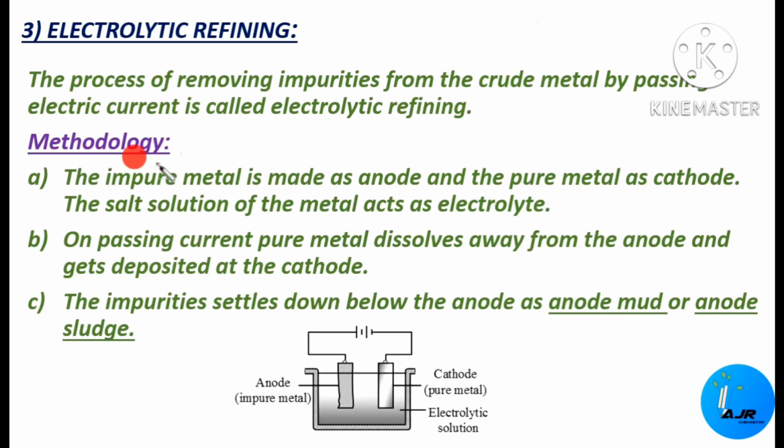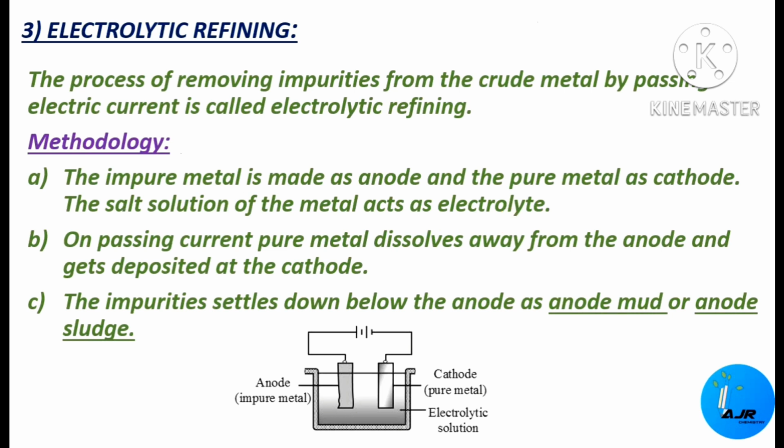Okay. So now methodology. The impure metal is made as anode. So which is made as anode here? The impure metal. Okay. And the pure metal is made as cathode. Okay. The pure metal is made as cathode. And the salt solution of the metal. Which metal? The metal to be refined. For example, if it is silver, then the electrolyte of that particular metal. For example, silver nitrate. Okay. So the salt solution of the metal acts as the electrolyte.